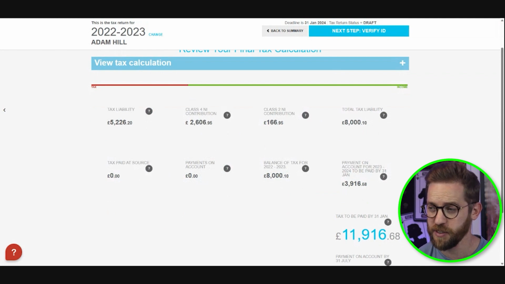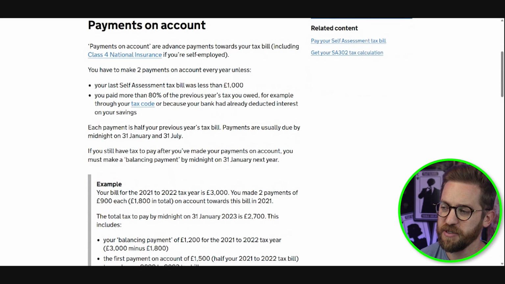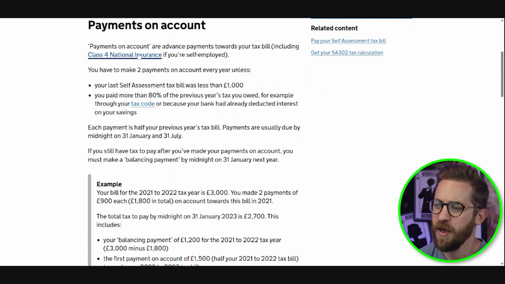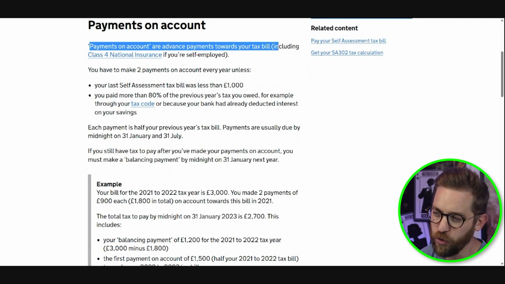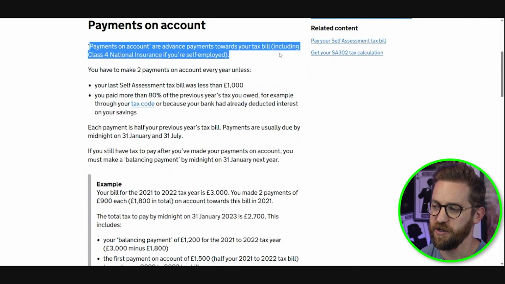So before we dive into this too much, what I'm going to do, I'm going to switch across to HMRC's guidance on payments on account. We'll read through that and then we'll come back to this where it will make a little bit more sense. So here's HMRC's guidance on payments on account. Payments on account are advanced payments towards your tax bill, including class 4 national insurance if you are self-employed.